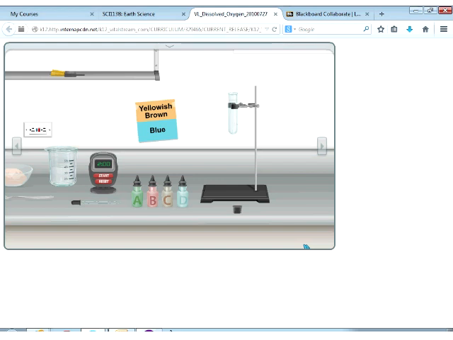Yeast also will eat sugar. When yeast eats sugar, that becomes alcohol. That's how wines, beers, and whatnot are made. What we're going to do is use that bacteria and put it in the little vial up there.